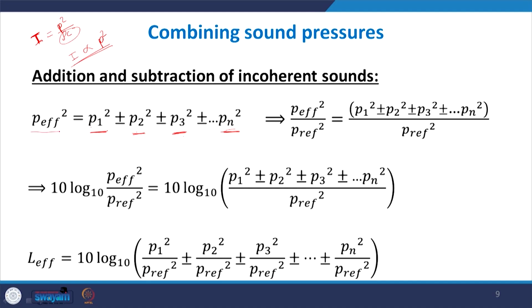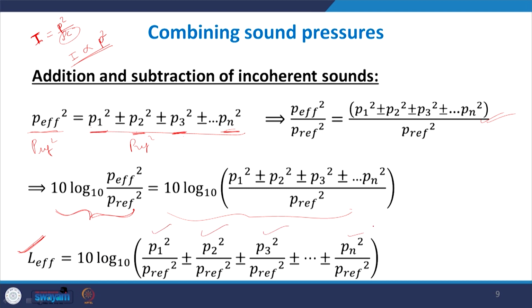Now, if we divide both sides by P reference square, this is what you get. And if you do 10 log 10 of this on both sides, this is the value you get. By definition, this becomes the sound pressure level of the effective wavefront. So, this is the effective sound pressure level. When all these individual sound waves are present together, the total sound pressure level is given by this expression, 10 log 10 of this plus this plus this plus this and so on.